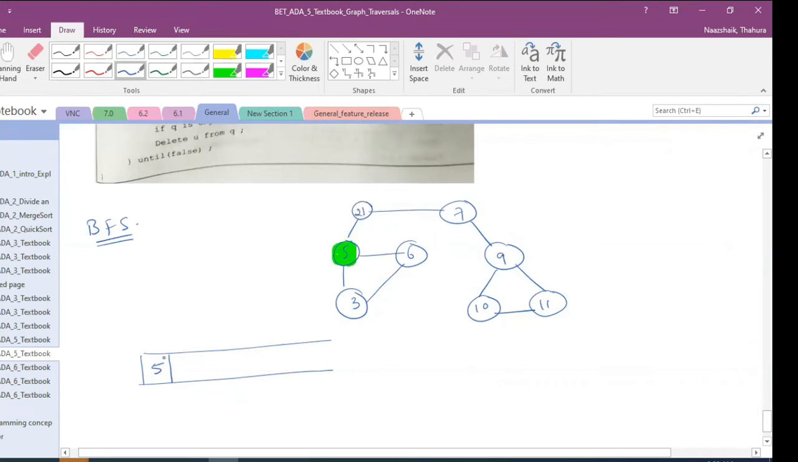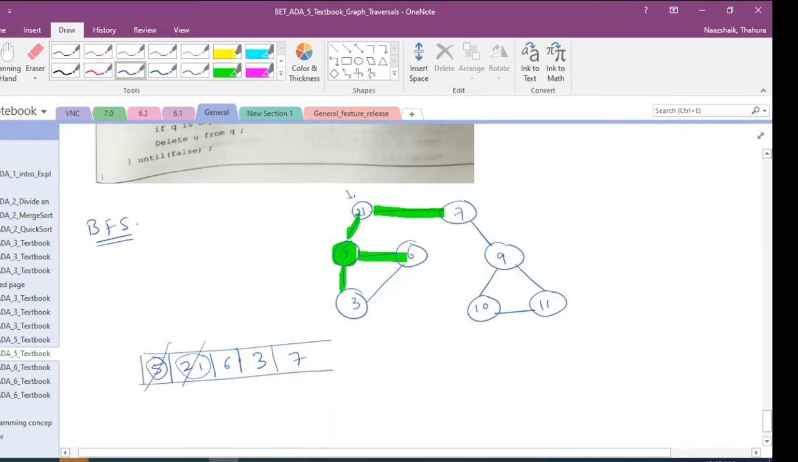Then I need to process this, right? So how do I process? I check all the directly coming out elements from 5, right? So I add 21, 6, 3 in the queue. Now I'm done with 5. I can remove it. This is no more in the queue. Now I pick the next element, 21, right? I check for any direct elements coming out of this. Yes, I have 7, so I add 7 in the queue and I remove it.